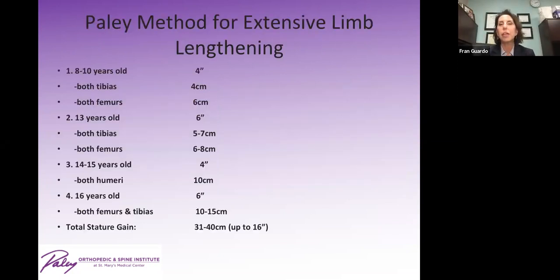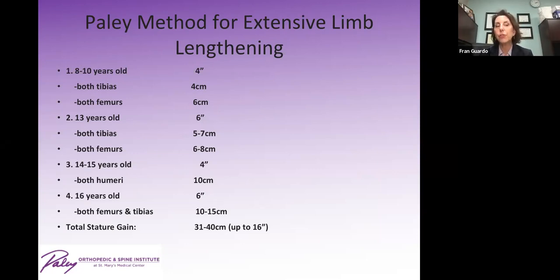So the Paley method of 4-segment or extreme lengthening is around 8 to 10 years old. They'll do both tibias and femurs, and they will gain 4 inches in total. And then around 13 years old, every 4 years-ish, they'll again do both tibias and femurs, and gain 5 to 7 centimeters in the tibias and 6 to 8 centimeters in the femurs. So they'll get about 6 inches with that one.